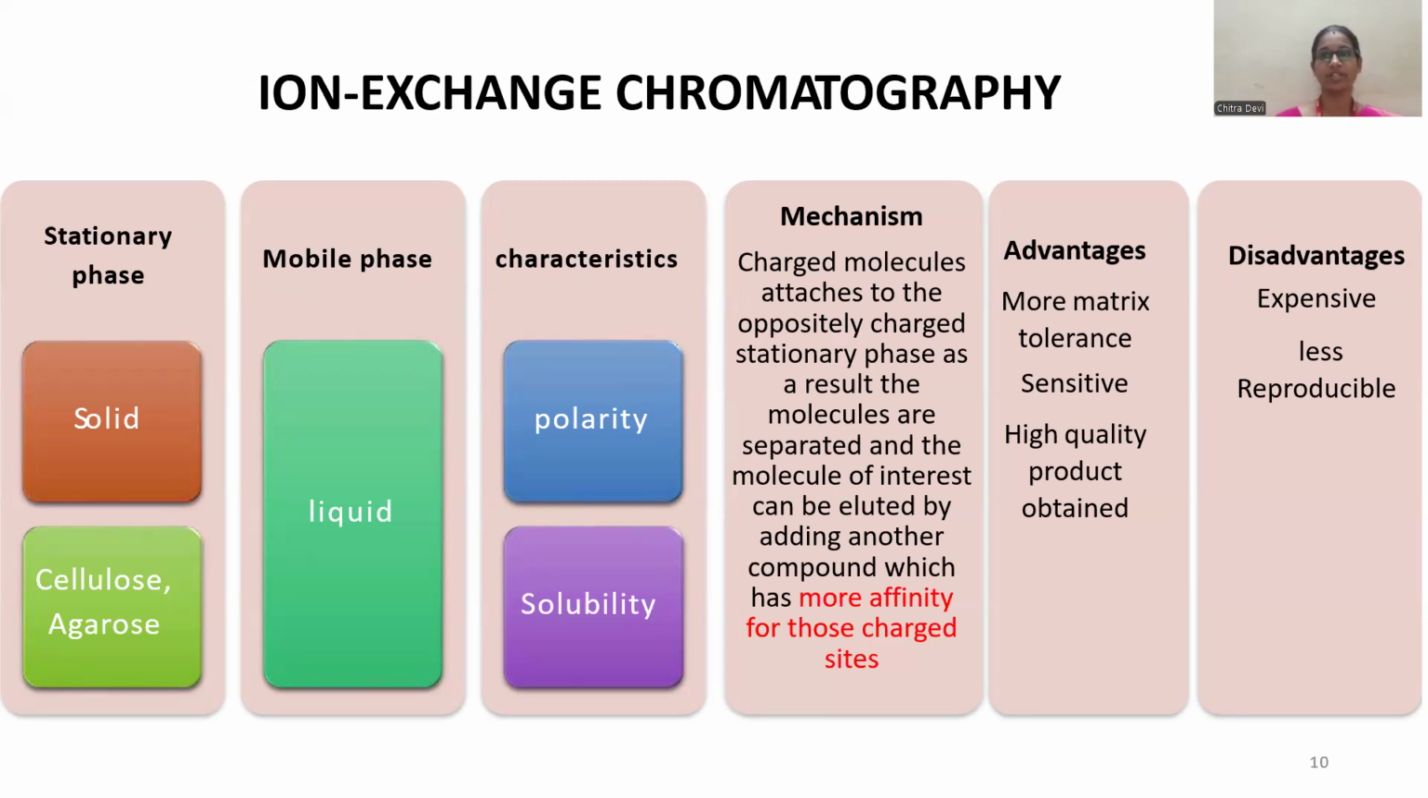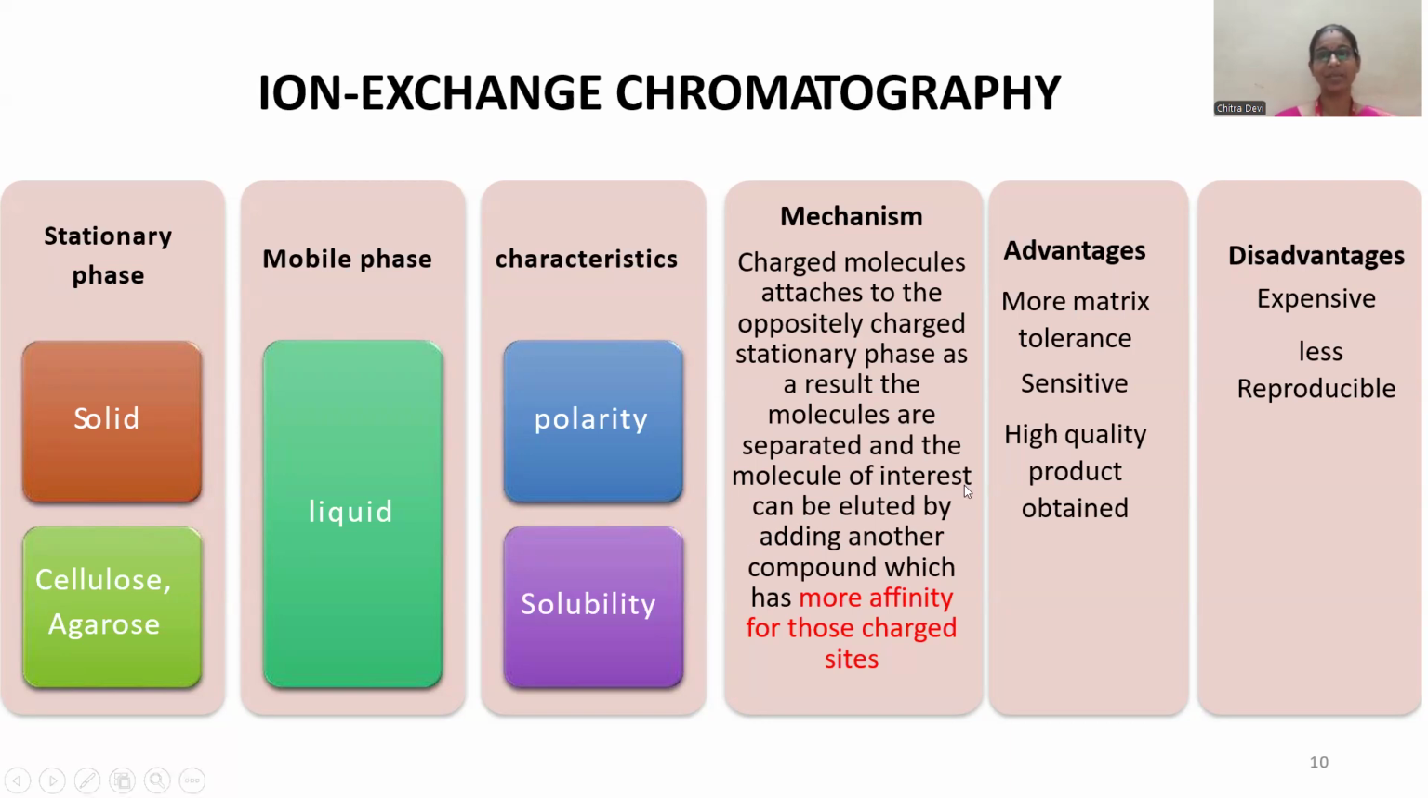Normally in chromatography there will be two phases. One is the stationary phase, another one is the mobile phase. And the major principle of each chromatography will vary. Here the stationary phase base material will be cellulose or agarose. It can be converted into a charged exchanger. The mobile phase will be a liquid. Mostly a buffer system will be used in ion exchange chromatography.